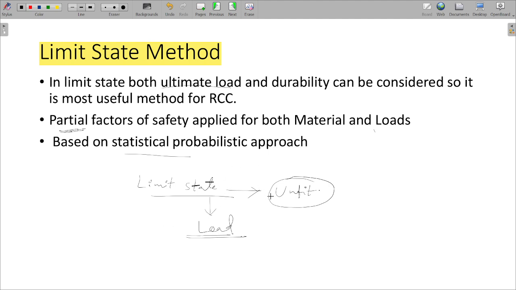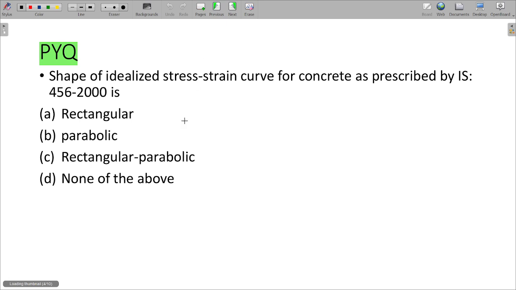Just before this, we are considering the section in plastic. Instead of a deterministic approach, we are going for this probabilistic approach. Probability means there is a probability of failure at that point, and we cannot say it through experiment. Let us see one PYQ on this.